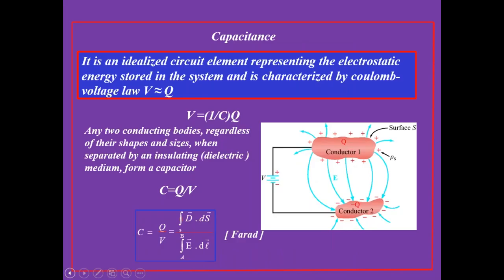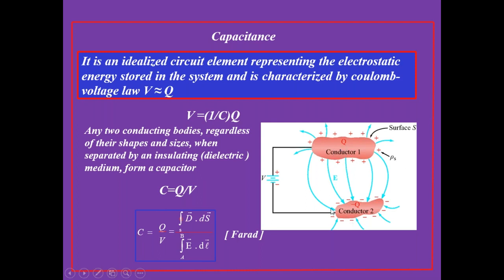Now, capacitance. An idealized circuit element for electrostatic energy stored in the system is characterized by Coulomb's voltage law, which says V is proportional to Q. That gives us V equals 1 over C multiplied by Q. Any two conducting bodies, regardless of their shape and size, when separated by an insulating, that is dielectric, medium, form a capacitor.